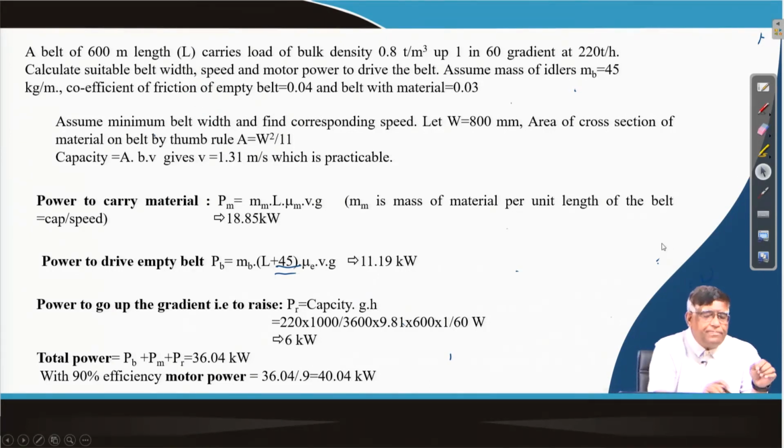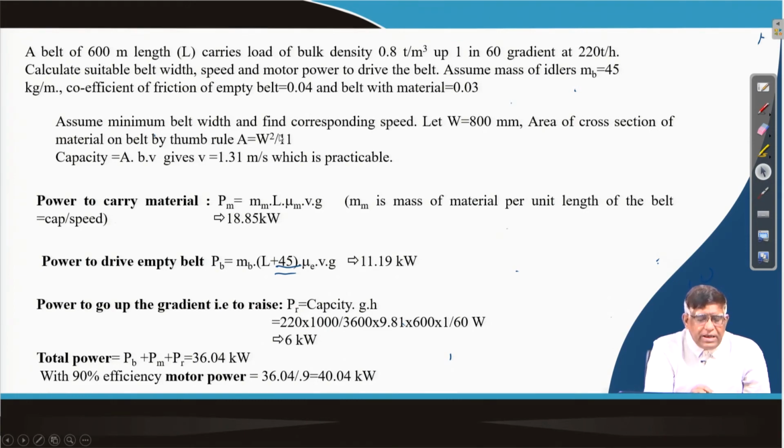Say, for example, a belt of 600 meter length carries a load of bulk density 0.8 ton per meter cube, up a 1 in 60 gradient, at 220 ton per hour. Calculate the suitable belt width, the speed, and the motor power to drive the belt. Assume the mass per unit length of the belt, MB, is 45 kg per meter. If it is not given, sometimes if the ton per hour and the velocity are given, you can find it from there. Then the coefficient of friction of the empty belt is given.